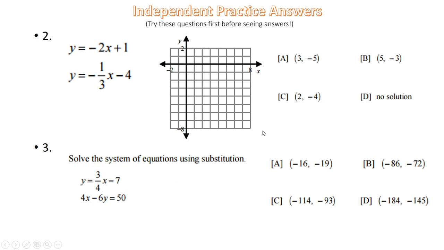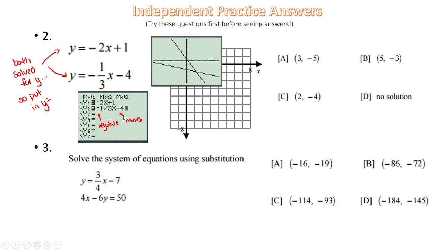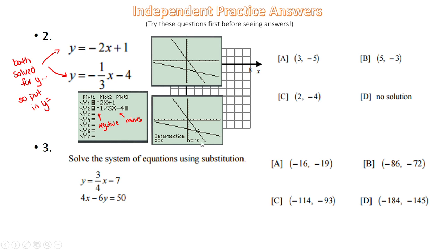Okay, number 2. You should notice that both of these are already solved for y. So if I put these in our y equals key, making sure I put negative in front of 1/3 and minus in front of 4, then I graph it, I can use my trick of second, trace, 5, enter, which shows me the intersection is (3, -5), which means I can pick the answer of A.